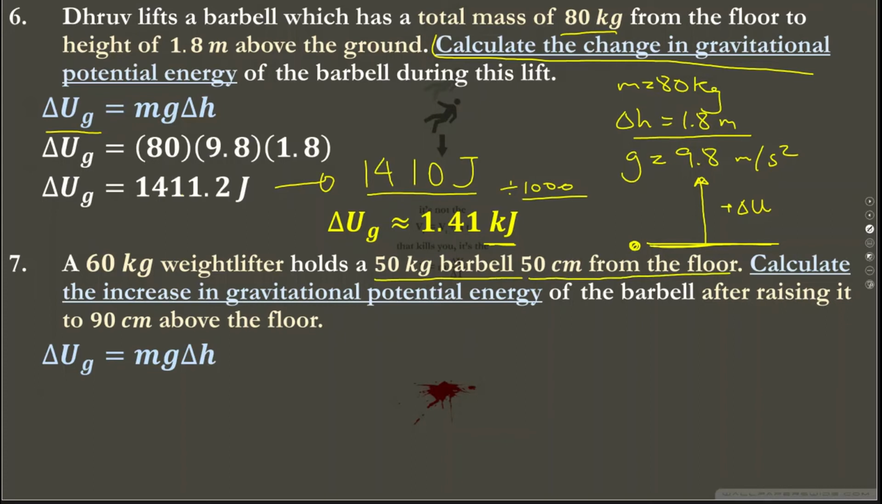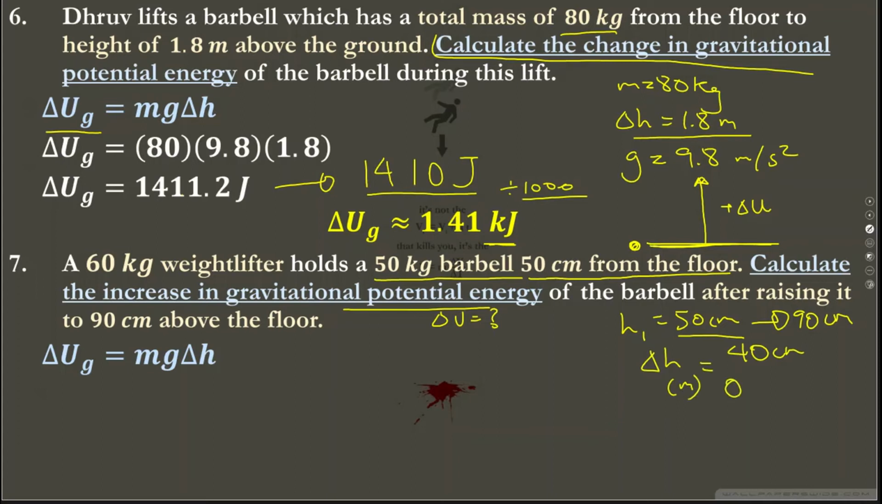In our next question, we have a 60 kilogram weightlifter that holds a 50 kilogram barbell 50 centimeters from the floor. Okay, so our initial height is actually 50 centimeters. Calculate the increase in gravitational potential, so we're trying to look for delta UG, after raising it to 90 centimeters. So it goes from 50 to 90 centimeters. So what's the increase we have? We have an increase of 40 centimeters.